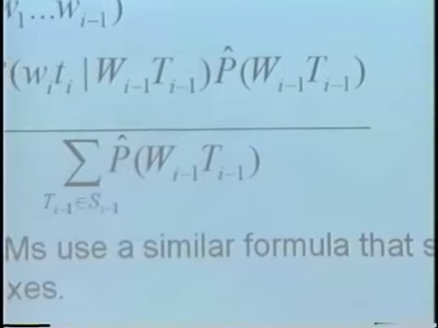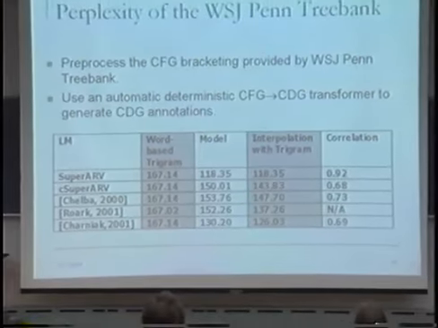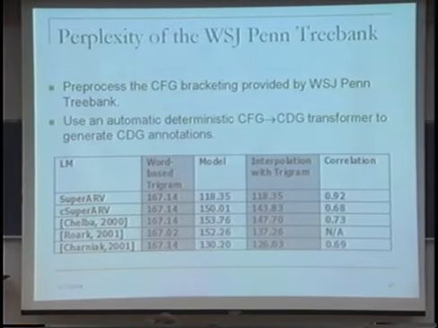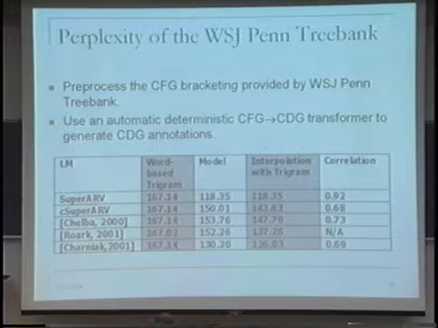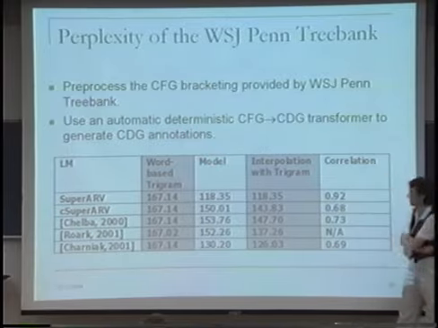And you would do a similar kind of thing with parser-based language models over parse prefixes. So initially, we did perplexity results. We obtained perplexity results on the Penn Treebank. And we were able to compare at the time with some work by Chelba, Charniak, and Roark, because they all evaluated on the same set and created their language models in exactly the same way. And we were very encouraged in that the Super ARV language model ended up with a very nice low perplexity.